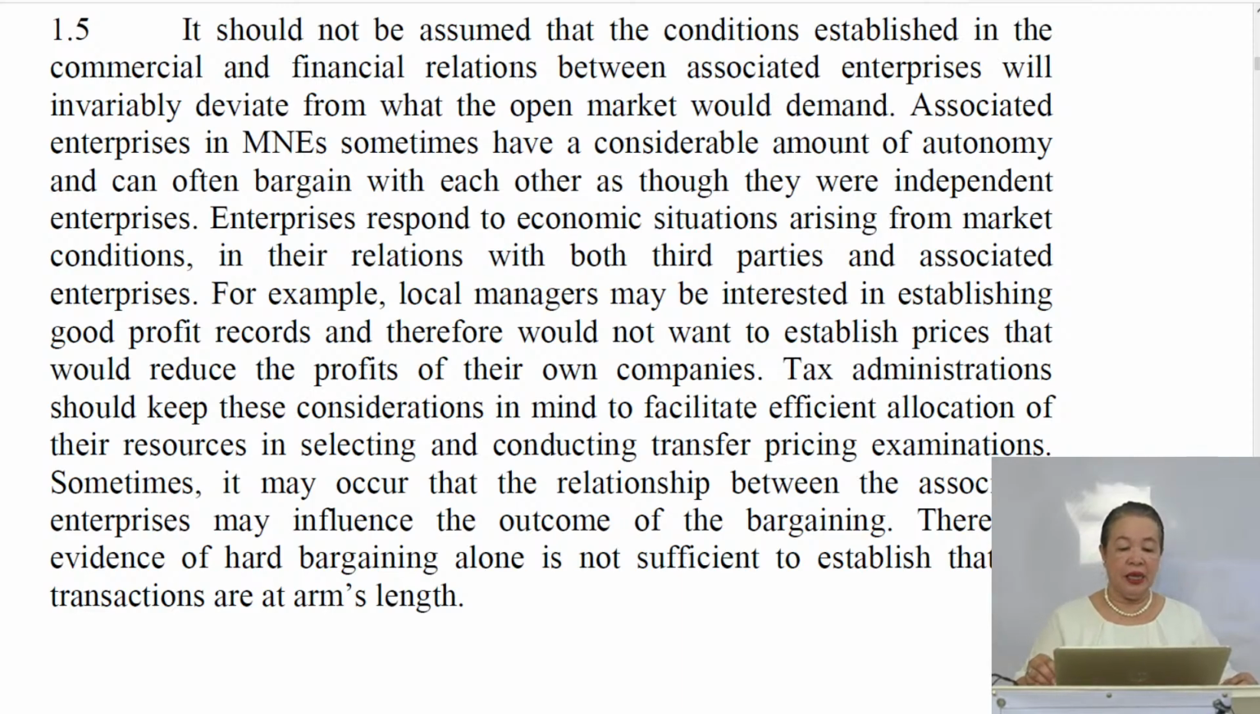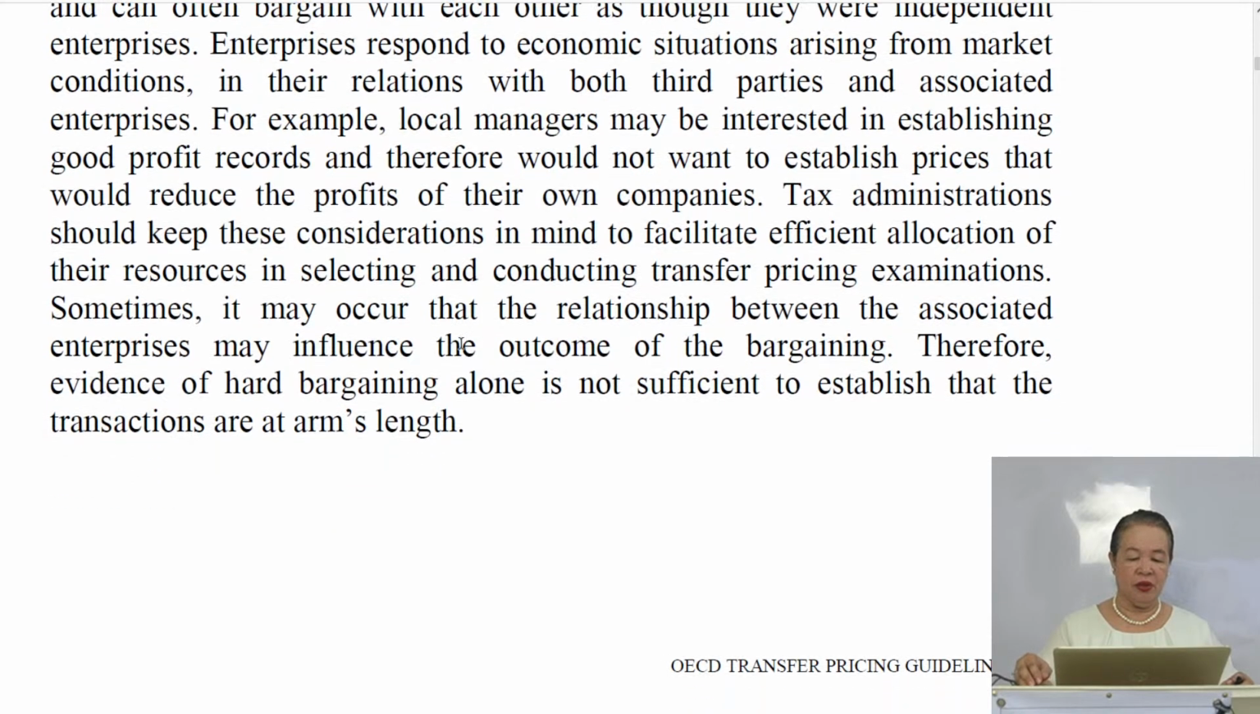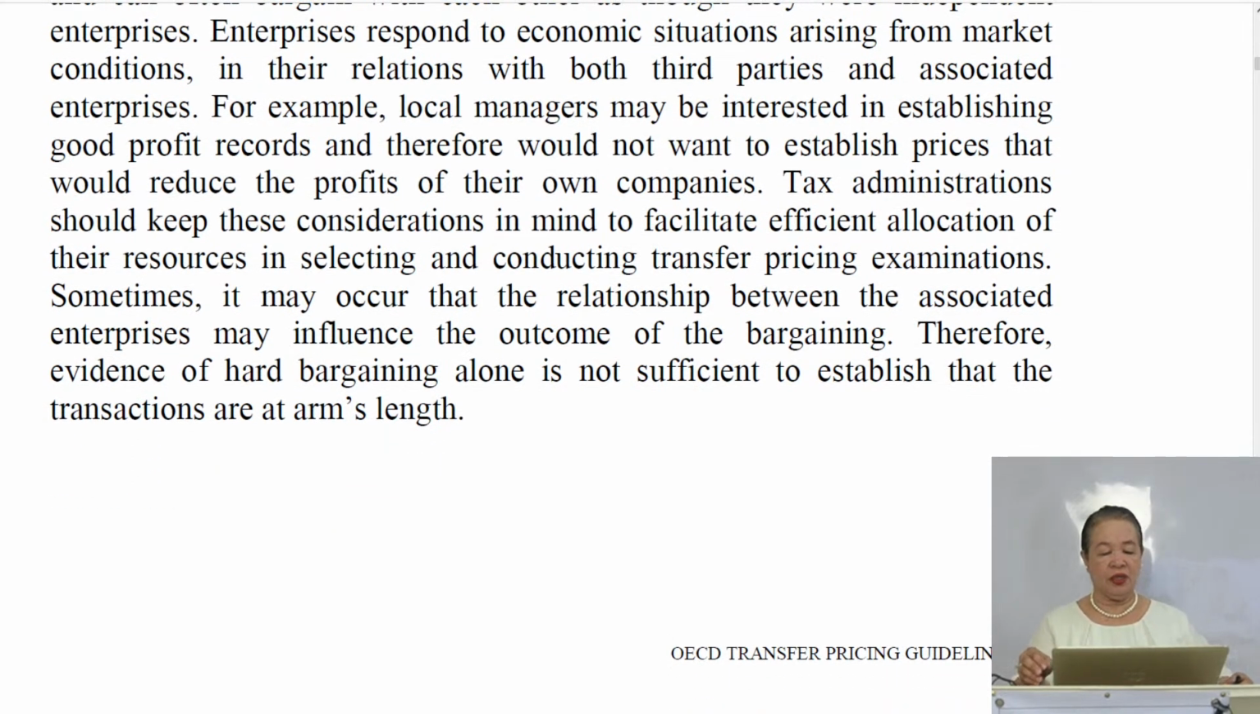Associated enterprises in M&Es sometimes have a considerable amount of autonomy and can often bargain with each other as though they were independent enterprises. There are situations wherein the parent company gives authority to their subsidiaries or to the members of the group, but most often, there are situations that they are not given authority. All the policies come from the parent company or the head office. Enterprises respond to economic situations arising from market conditions, in their relations with both third parties and associated enterprises.